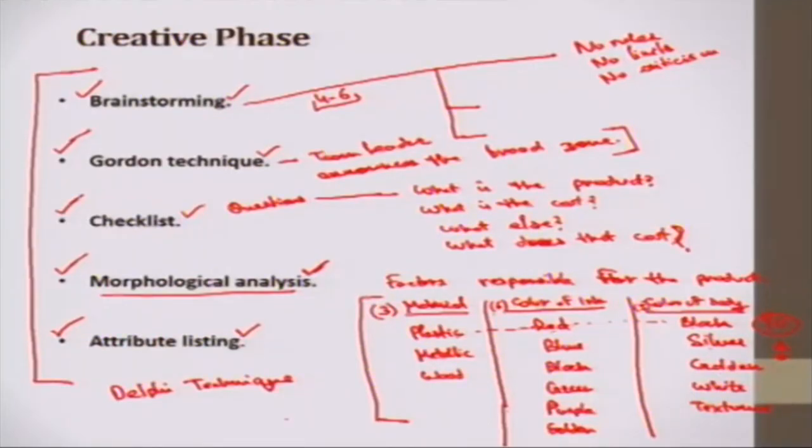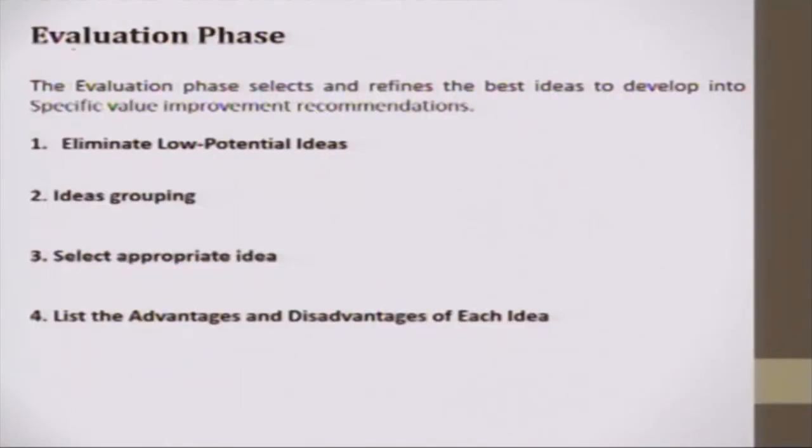Next is attribute listing. In attribute listing, the first step is to list all the various characteristics of the product which is under study. The second step is to change or alter these attributes. By methods of this system, it is conceivable to unite new mixes of qualities or traits that will satisfy some current needs better. So next is evaluation phase. Evaluation phase selects and refines the best ideas to develop into specific value improvement recommendations.